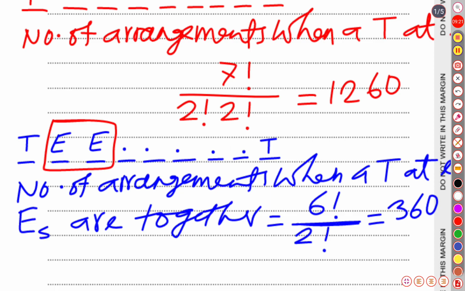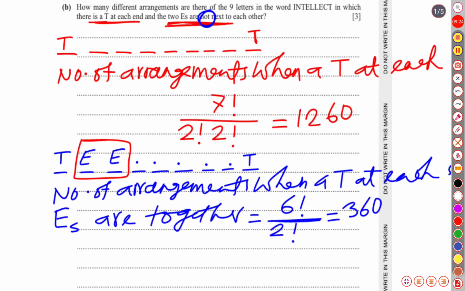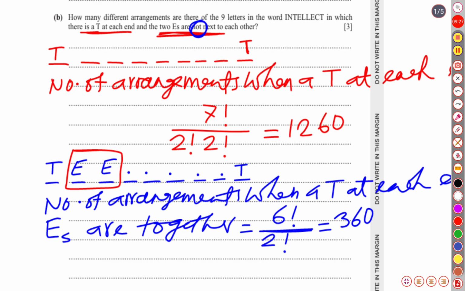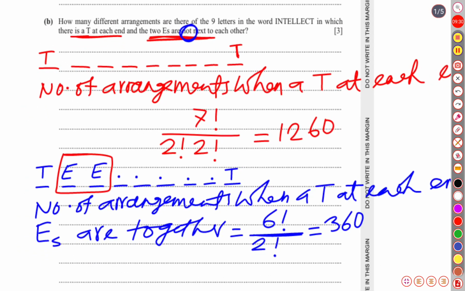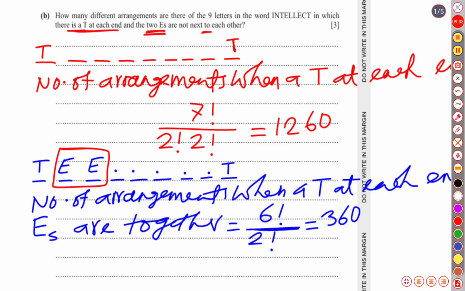Now we are going back to the question so that we are not deviated from that. What does the question tell? The question tells T at each end and the two I's are not next to each other, but we have supposed that the I's are next to each other. I mean, they told that I's should not be together, but we have found the I's together. That means if we subtract the number of arrangements when I's are together, then definitely we will get the number of arrangements.